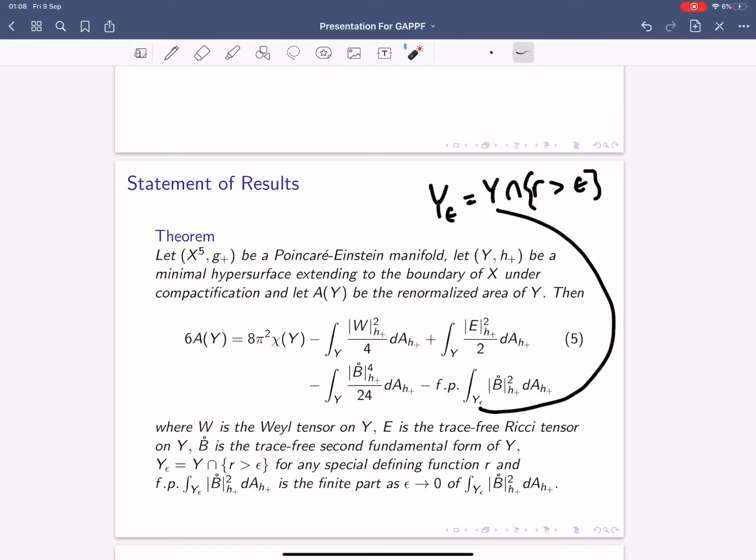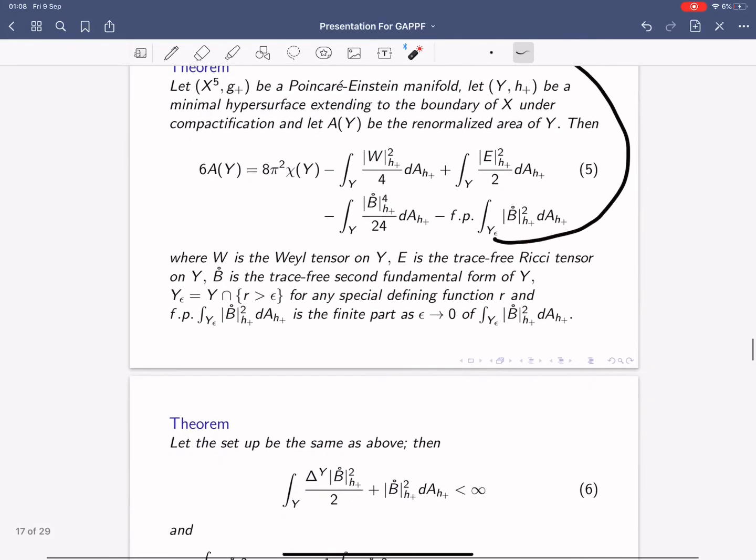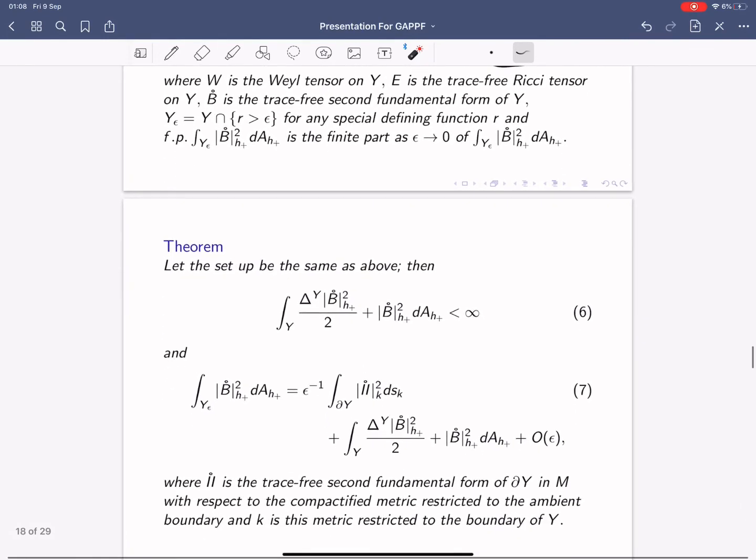Right, so this integral can be expanded in terms of epsilon, and if you take the finite part of that, which is just the constant term in that expansion, you can write this. So this is not a completely satisfying formula because you have this finite part here, which is difficult to deal with. But we have the following.